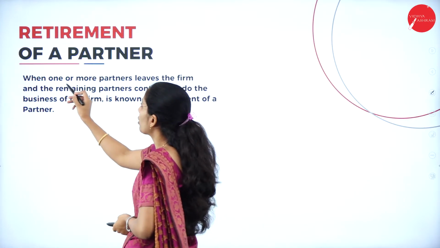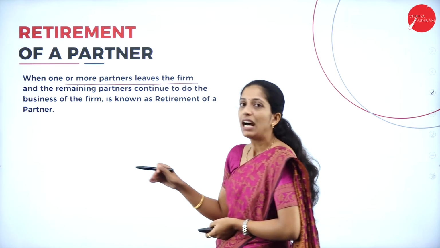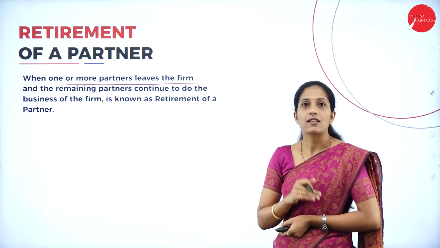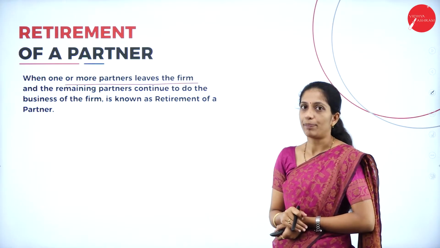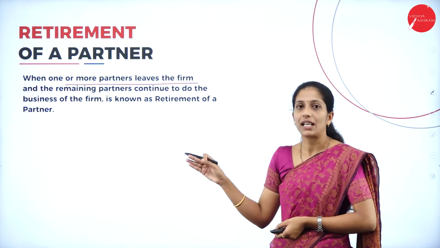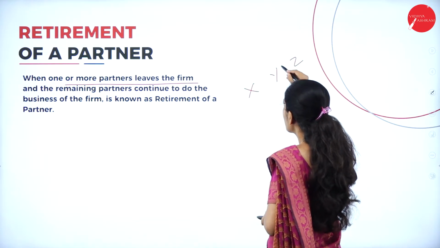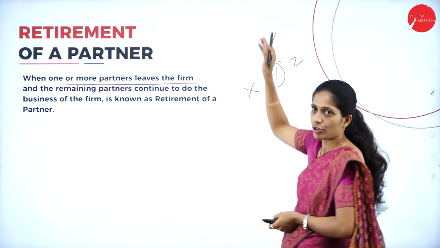When one or more partners leave the firm and the remaining partners continue to do the business of the firm, it is called retirement of a partner. Hope you are clear with the meaning. For example, if X, Y and Z are partners, now Y is going to leave the partnership firm.